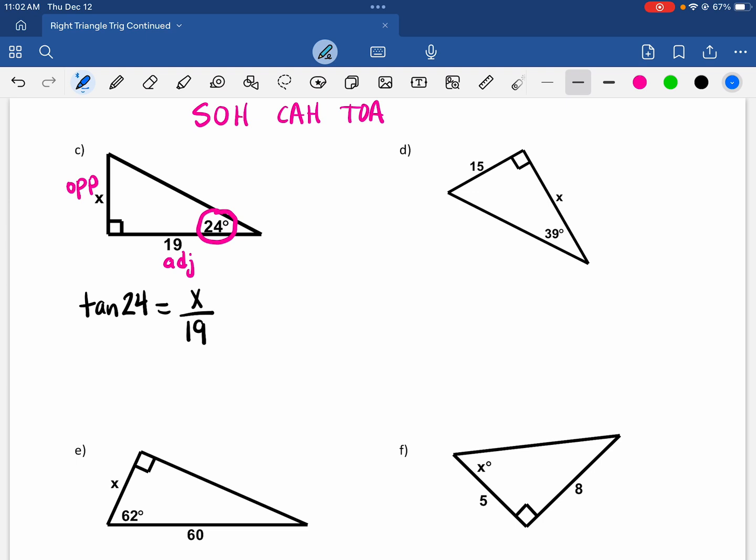This time, my x is in the top of this ratio. So we said when it was in the top, we multiply both sides by the number that's in the bottom. So I'm going to go times 19 on both sides. 19s are going to cancel. Then I'm going to go into Desmos or my calculator, and I'm going to type in 19 tangent 24.